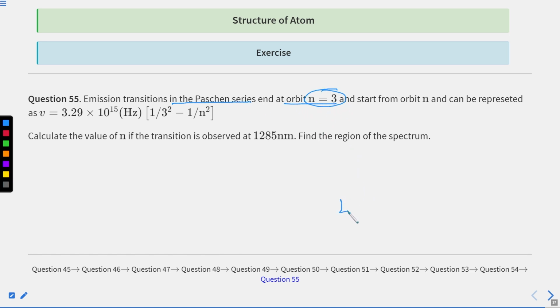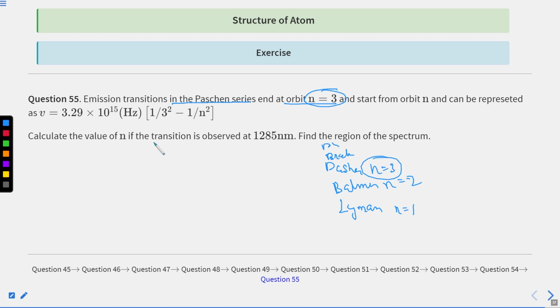We know the series: Lyman, Balmer, Paschen, Brackett, and at last we have Pfund. So for Lyman the final orbit is 1, for Balmer it is 2, and for Pascal it is 3.